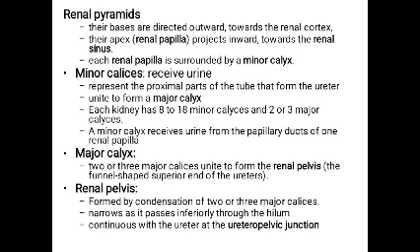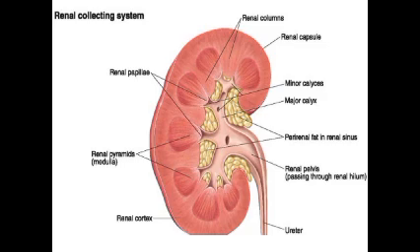Major calyces: 2 or 3 major calyces unite to form the renal pelvis, the funnel-shaped superior end of the ureter. The renal pelvis, formed by condensation of 2 or 3 major calyces, narrows as it passes inferiorly through the hilum and continues with the ureter at the uretero-pelvic junction. Here is the diagram.